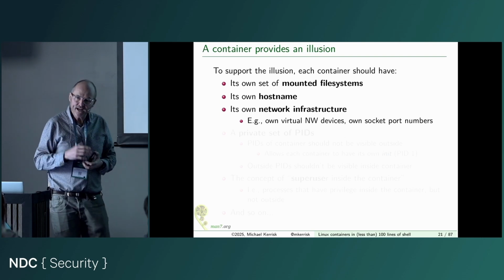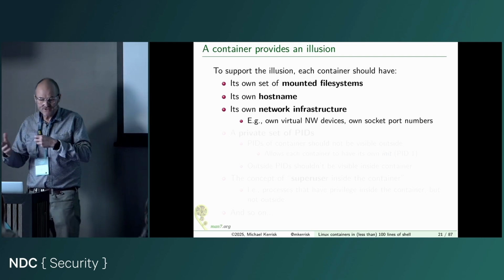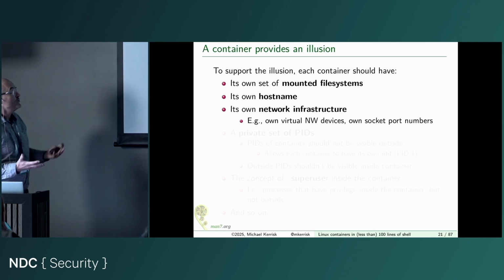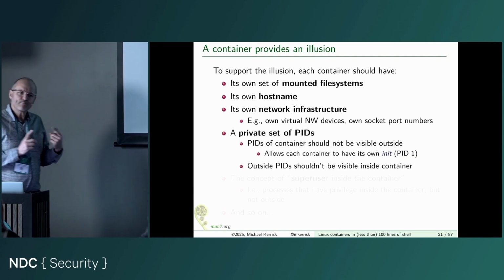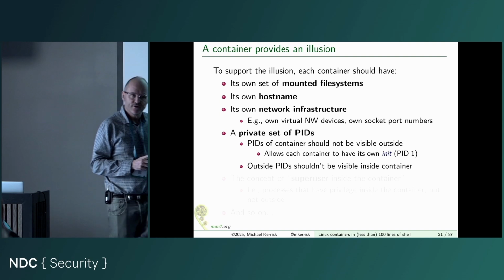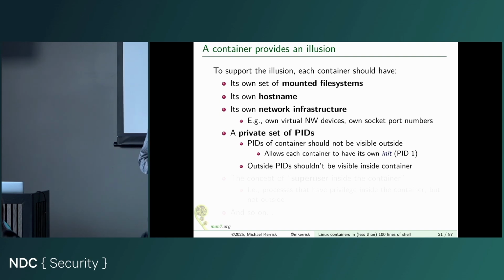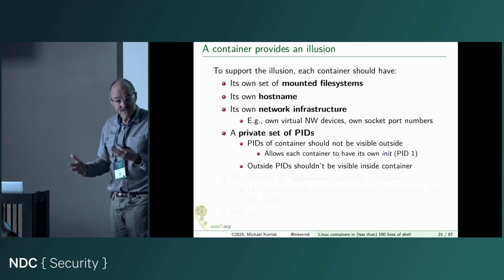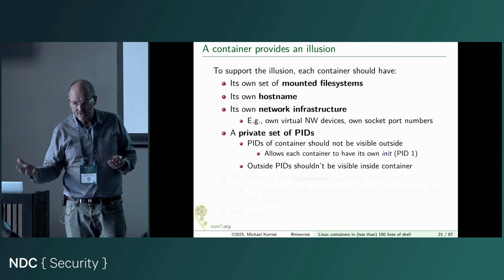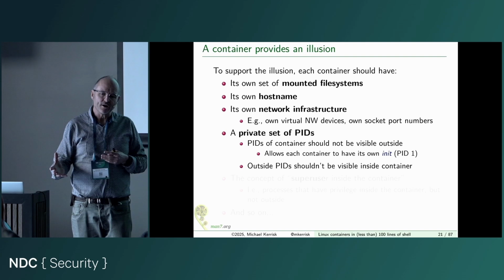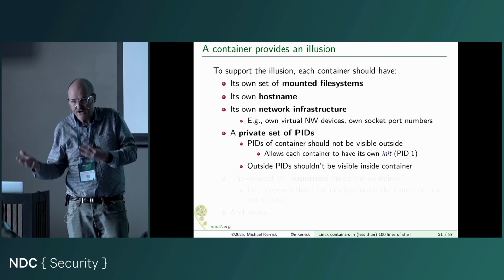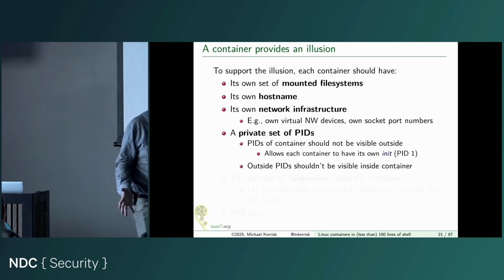What we want to have for a container, each container should have its own set of mounted file systems, have its own host name, have its own network infrastructure, a private set of PIDs for that container. And one of the reasons we want to be able to have that is we want in each container to have a PID1, an init process. Init is a rather special process on classical Unix systems, and it's special in containers as well. One of the things that init does, for example, is when a process becomes orphaned because its parent terminated, the orphaned child process gets reparented to the init process.